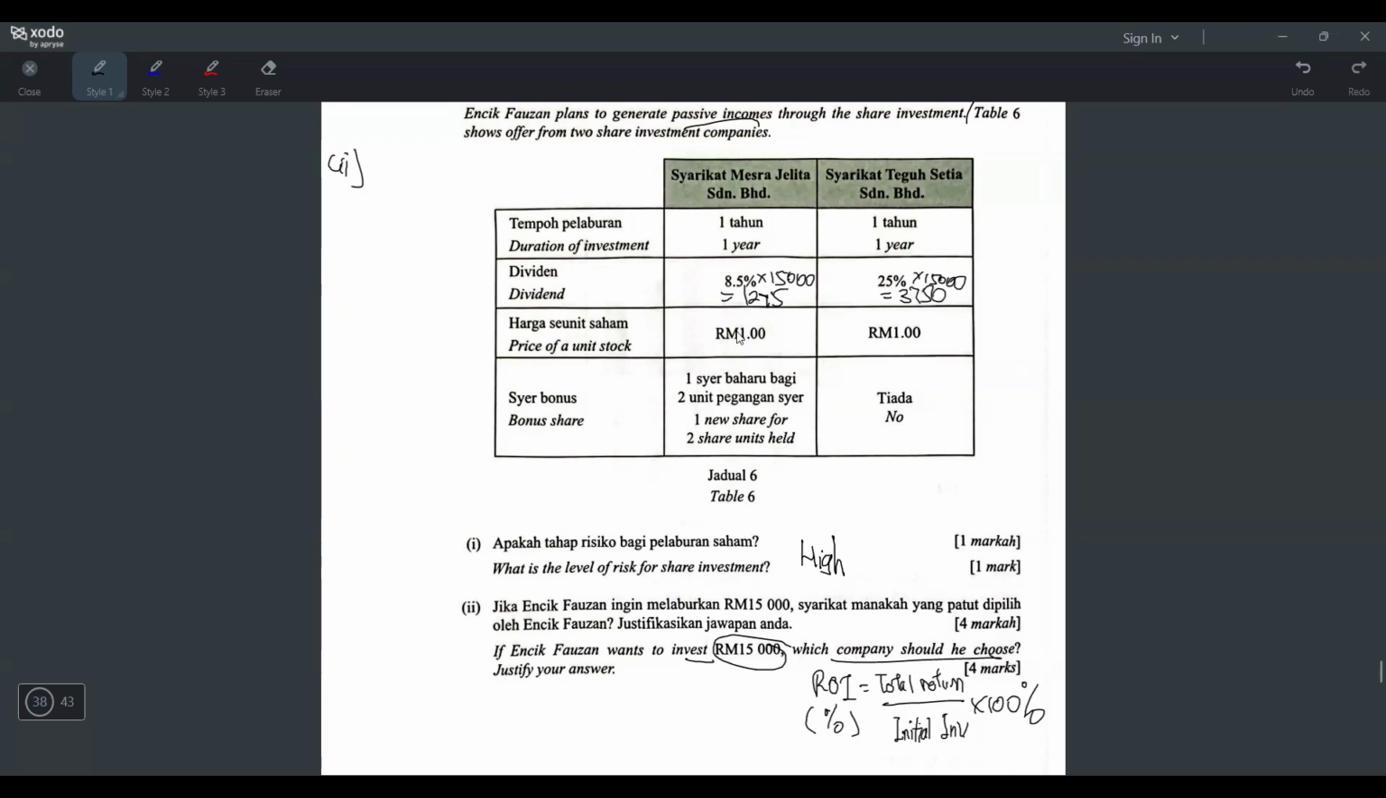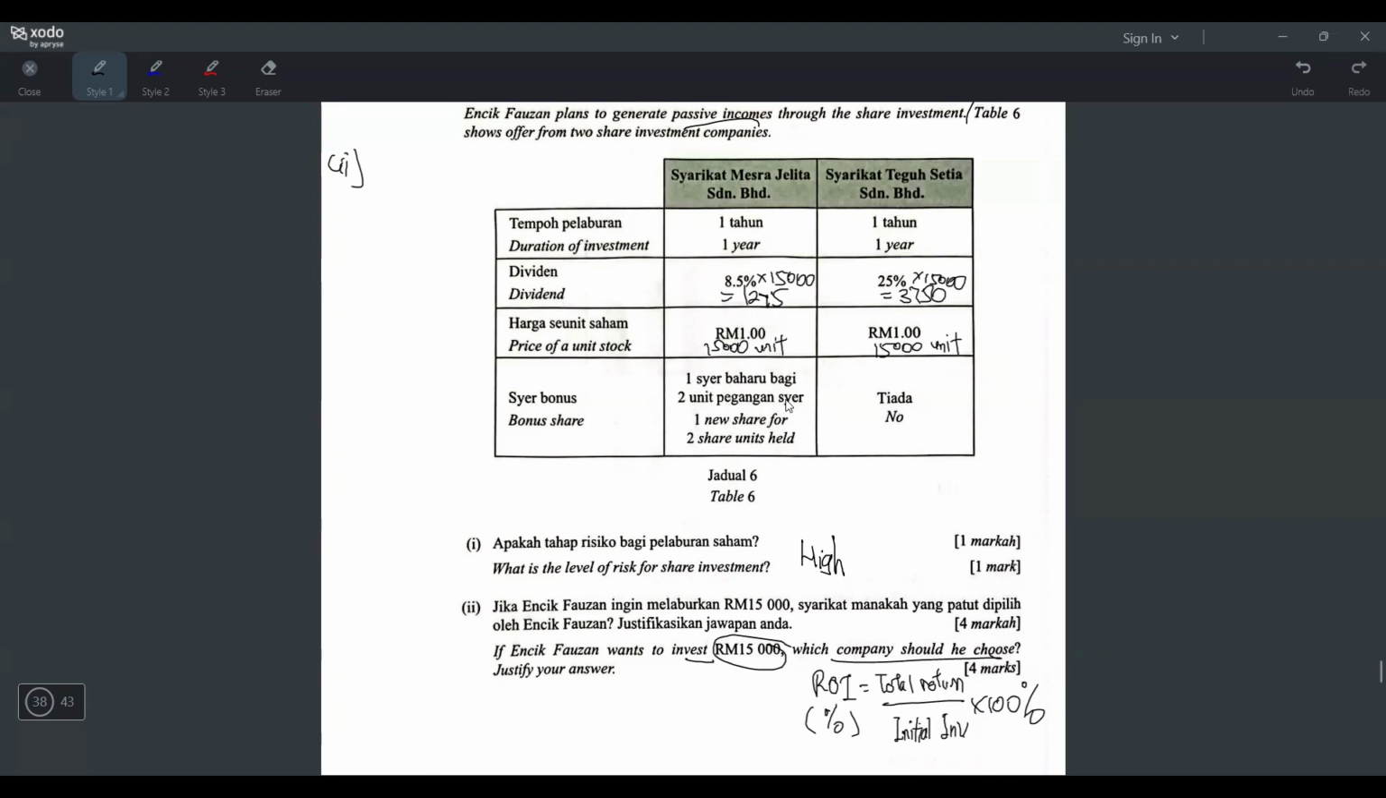And then what it says here is the price of 1 unit is 1 ringgit for both companies. So if he spends 15,000, he's buying 15,000 units, because 1 unit is 1 ringgit. Same for this one, he will buy 15,000 units also. And they mentioned something here. There is a bonus of one new share for every 2 share units held. It means for every 2 shares you get 1 bonus new share, right?